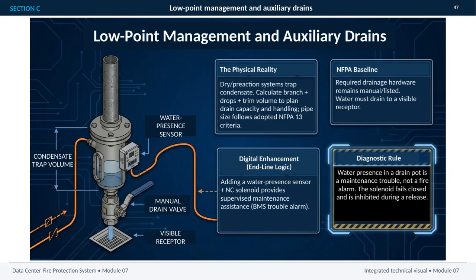The baseline arrangement remains manual and listed. It includes a manual drain valve, and the discharge must go to a visible receptor so maintenance personnel can see and manage the water directly. The digital enhancement adds a water presence sensor and a normally closed solenoid at the end line. This does not replace the required drainage hardware. Instead, it provides supervised maintenance assistance through a building management system trouble alarm.